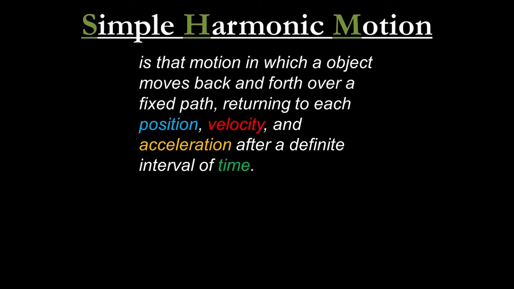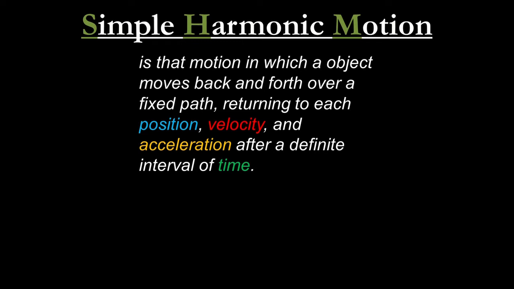Simple harmonic motion is that motion in which an object moves back and forth over a fixed path, returning to each position, velocity, and acceleration after a definite interval of time. Does that clear it up? Well, basically it's just something going back and forth, and it just repeats that pattern.